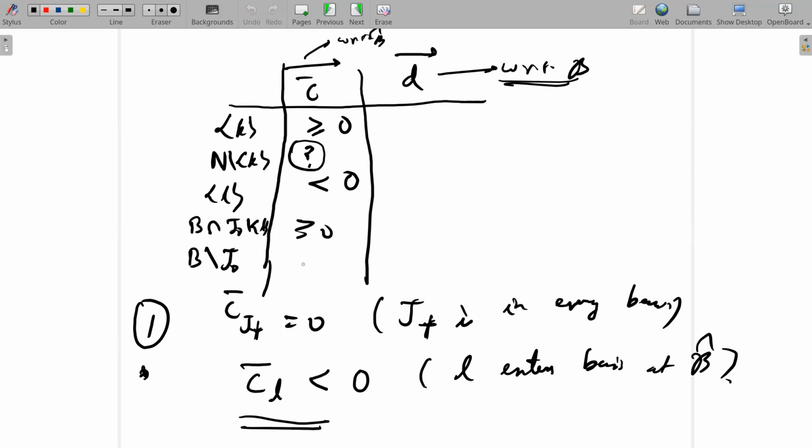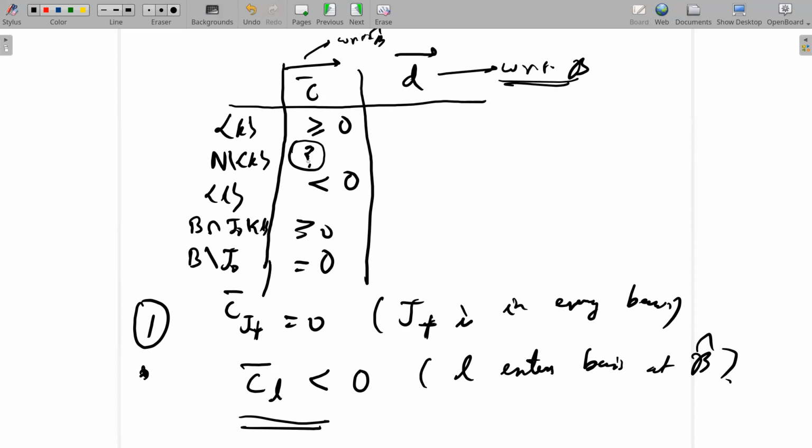Now, what about B minus J naught? This is actually exactly equal to 0, because it's outside of J naught. It's a basic column of B hat, and it is not containing the fickle indices, in particular L. So yes, it is equal to 0.